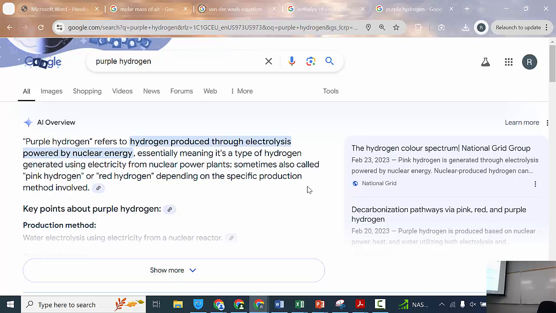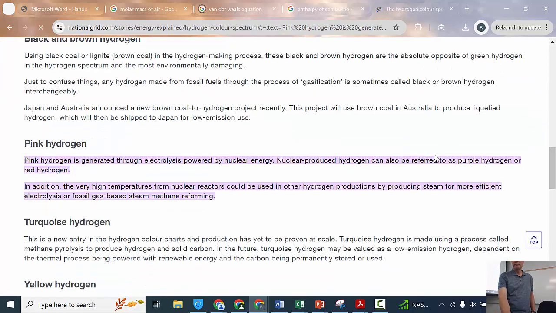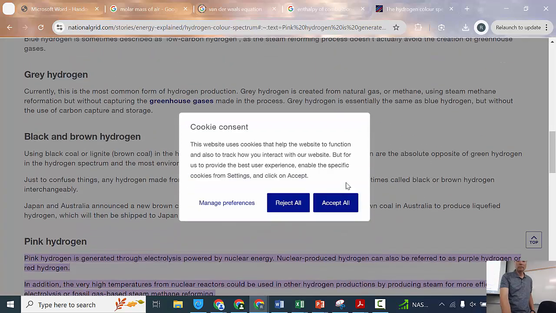So some people don't like nuclear energy, probably for good reason. I mean, look at what happened at Fukushima and Chernobyl. Those were pretty huge disasters. But can it be done safely? Probably. And is it good? Yeah, nuclear power is not the most efficient, but it would be one of the cheapest sources of electricity. And then there's pink hydrogen or red hydrogen. I guess this is the same. And so we have the hydrogen color spectrum.